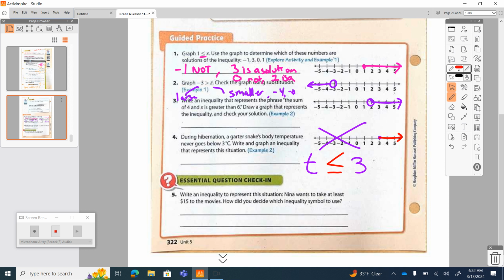And let's see this last one. Write an inequality to represent the situation. Nina wants to take at least $15 to the movies. So the question is, and this gets confusing, at least. So think about it this way. Which works, 14 or 16? If she takes $14, that's not at least. So she wants to take, let's say she took 16. That would work. That's greater than. And you would also include the equal sign. So I think that should have helped you with how to do these.